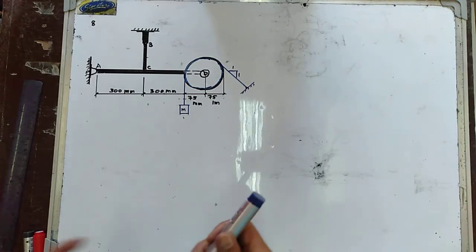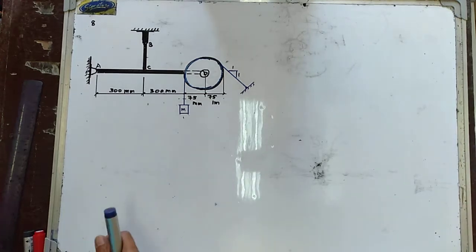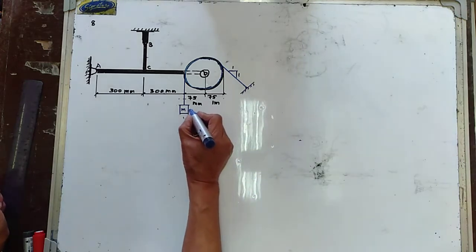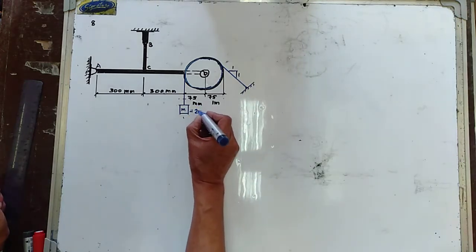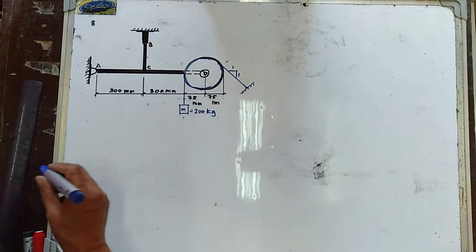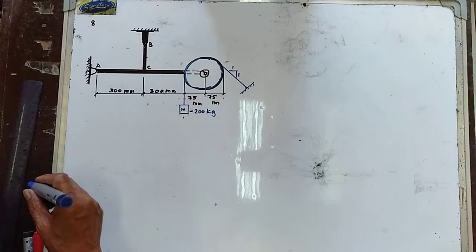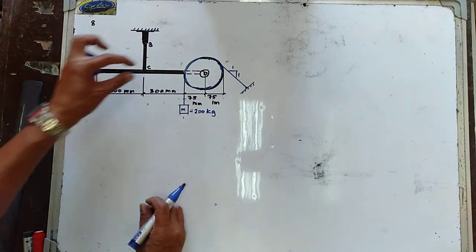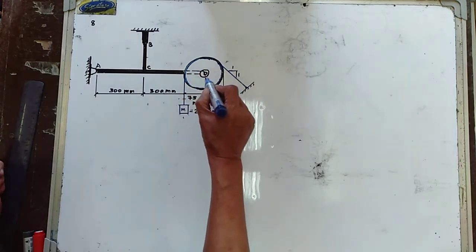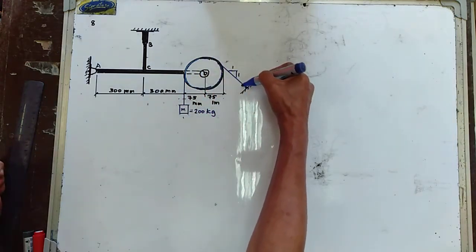So this is problem number 8. A mass of 200 kilograms is supported by a bar. So this is your bar and a pulley and a cable as shown.